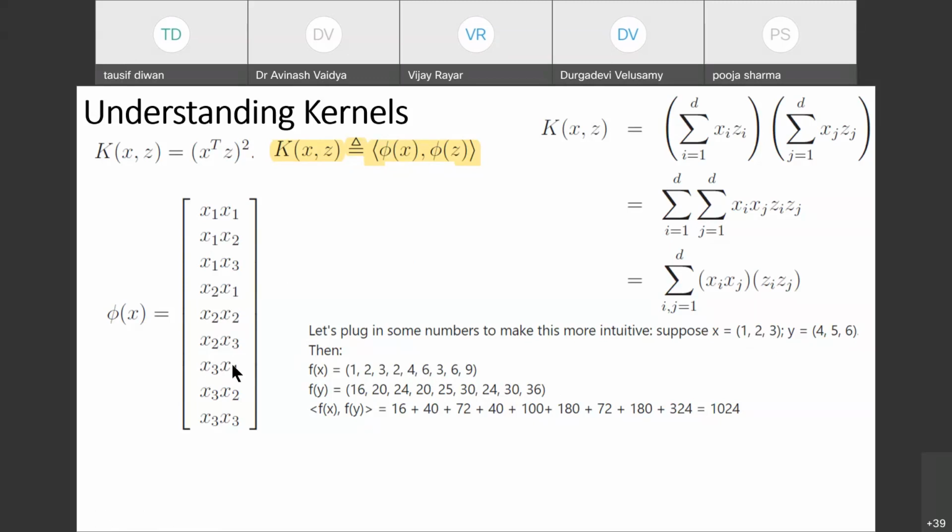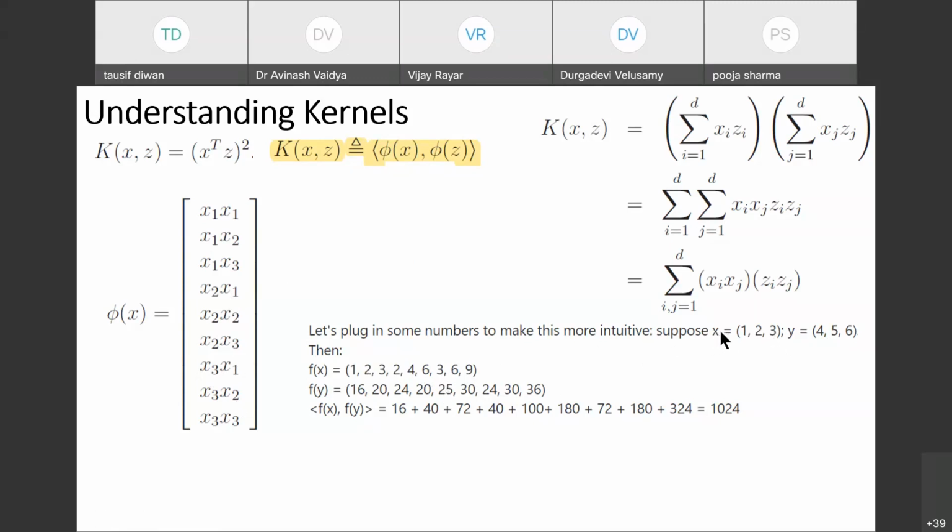After that, x3 is multiplied by x1, x2, x3. So this 3 is multiplied by 1, 2, and 3 respectively. Then you get this 3, 6, and 9. What is happening over here? This x is getting transformed by phi of x.